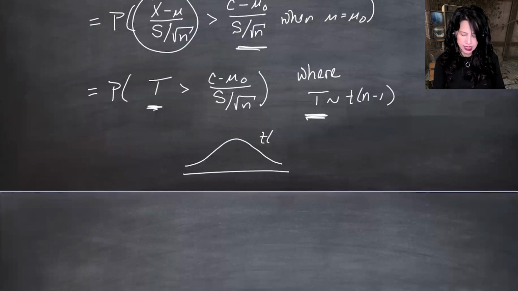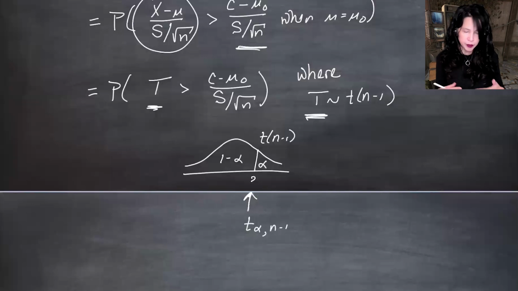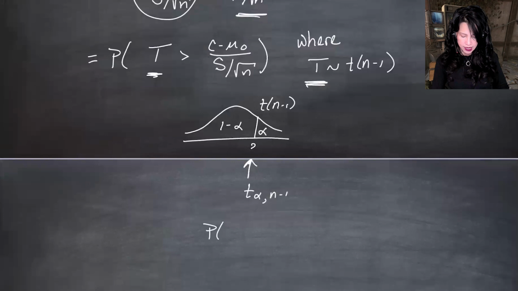So if this is the T n minus 1 curve, I want to find a number that I will be above with probability alpha. And the name of this critical value here is T sub alpha, comma, n minus 1 in our notation. You might be following a different notation from another resource, but this is the notation we are using to denote the number that cuts off area alpha in the upper tail for the T n minus 1 distribution. So in other words, the probability that T is greater than T alpha comma n minus 1 is alpha.